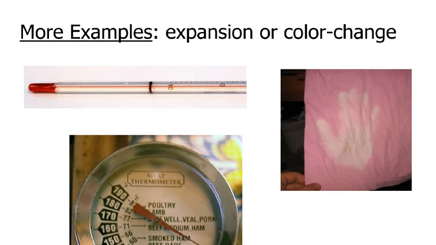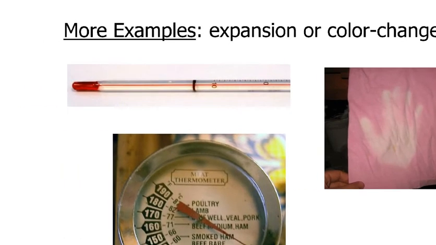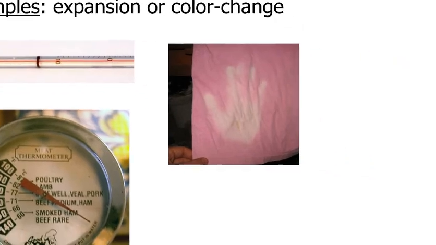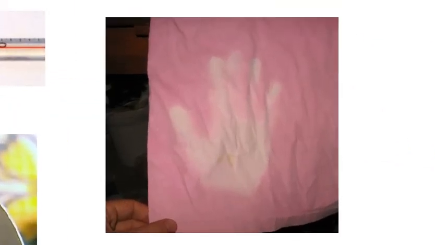All right, a couple more examples. We've got here, these examples make use of expansion or color change. So let's start with the color change. You'll notice somebody has put their hand on this material, and what happened? The color changed from pink over here to a whitish color. Obviously this is not a thermometer.